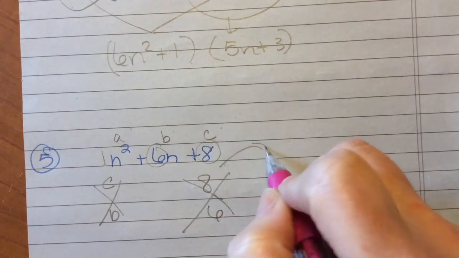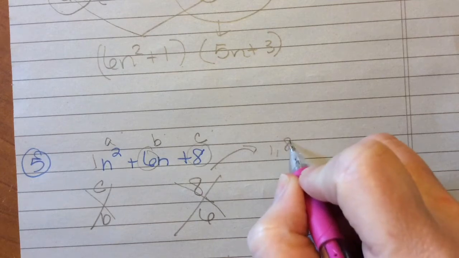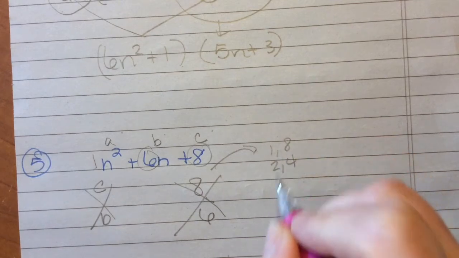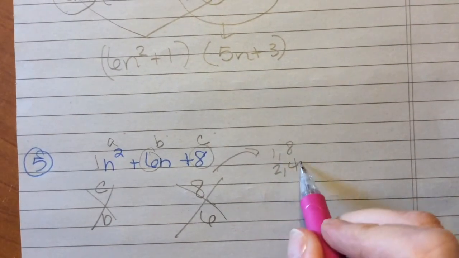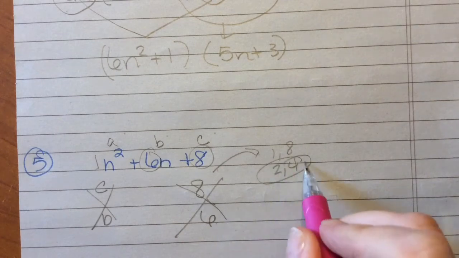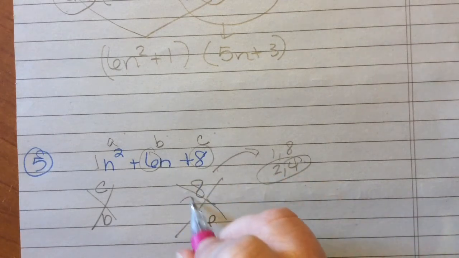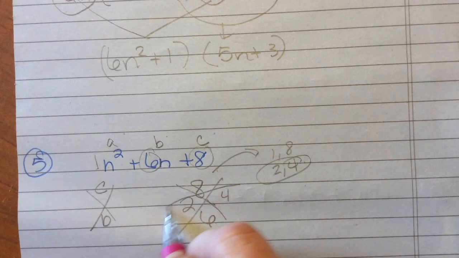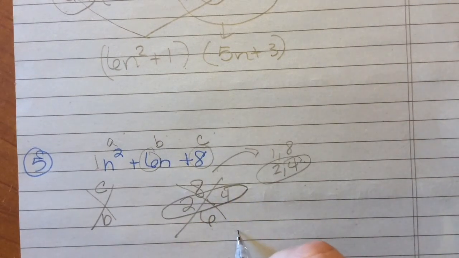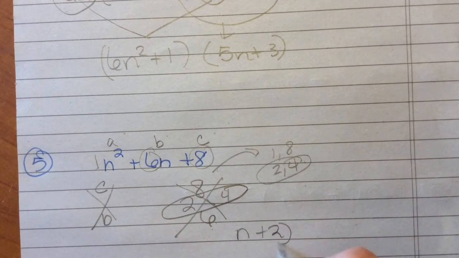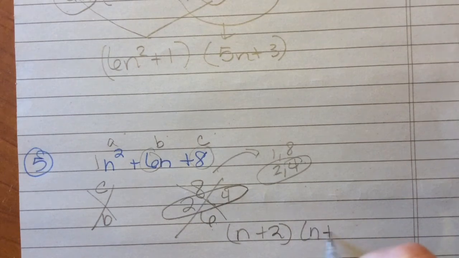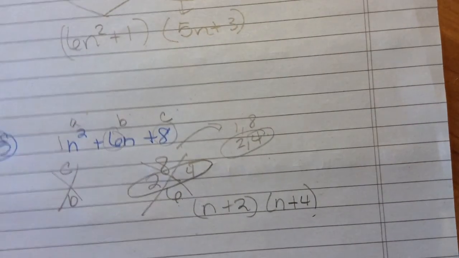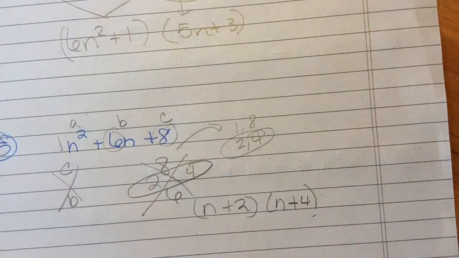So then look at the factors of 8, which are 1 and 8, and 2 and 4. Not many to go. And we can already look and see that 2 and 4 will make up 6. So 2 times 4 is 8. When you add them, it's 6. So it's 2 and 4. So then you look at these, and what you do is you write your n plus 2, and then your n plus 4. And then you are done with those types of problems. Okay? So there's a nice quick review on the 5 ways we've worked with polynomials so far.